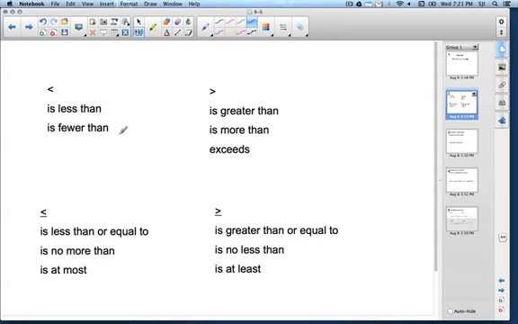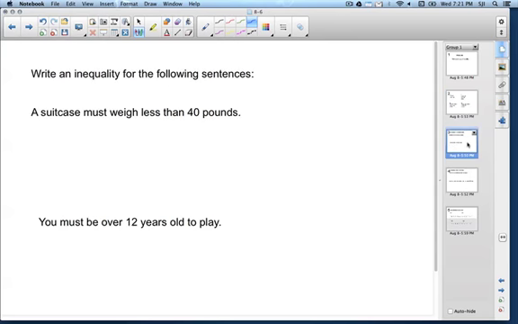Knowing the different words that represent these same symbols will be really important for today's lesson, and we're going to keep coming back to and reviewing these words here. So the first thing that we're going to learn how to do is write an inequality for the following sentences. This is just like when we translated words into equations. This time we're going to translate words into inequalities.